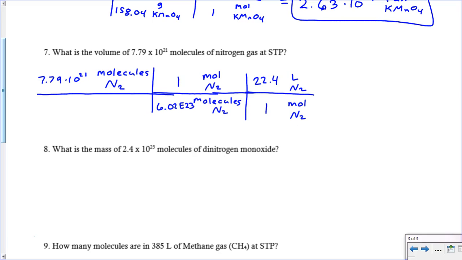For sig figs in this one, all of the numbers have three significant figures except for the one mole on each one of those, and those are the ones we can ignore because they have infinitely many. And so we end up having to round our answer to three significant figures on this one. We get 0.290 liters of N2.